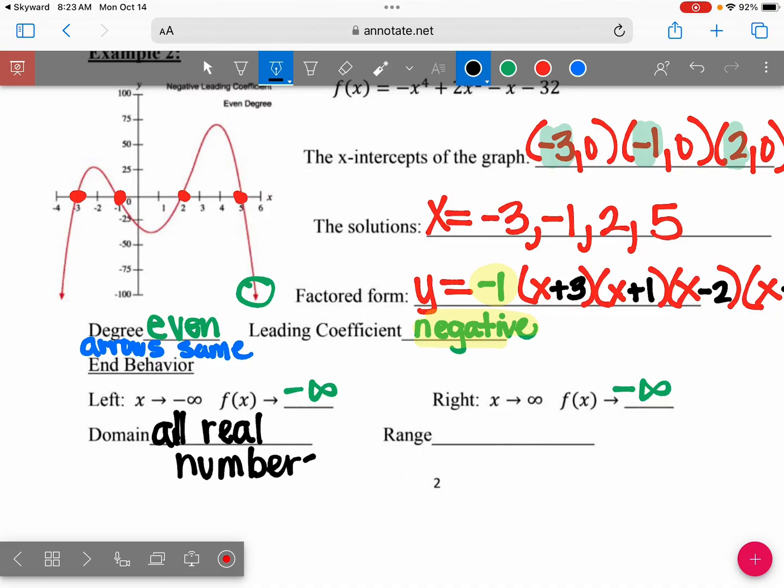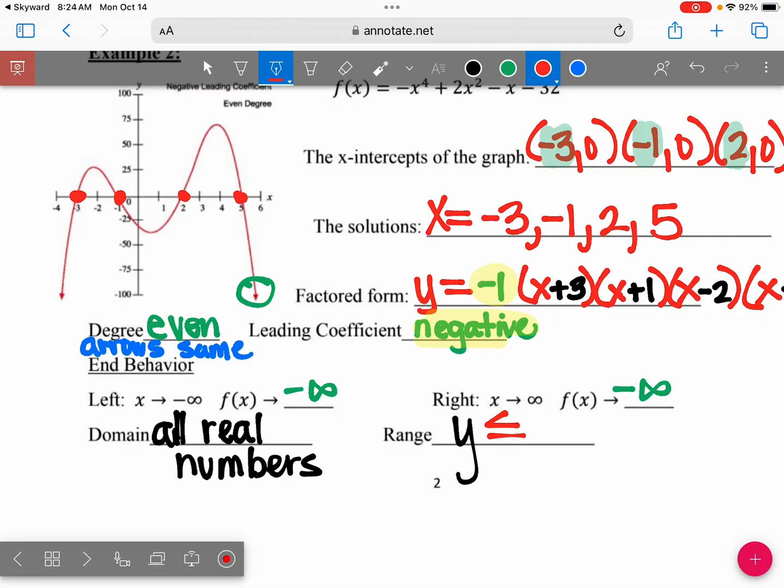Now let's look back at this backboard. Because this is an even negative, everybody look back here. Because it's even and negative, which means both arrows are going down. When you write your range, you're going to write it as y is less than or equal to, and it's going to be your highest y value. So my range is going to be y, and then put a less than or equal to.